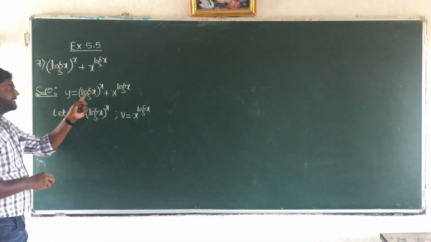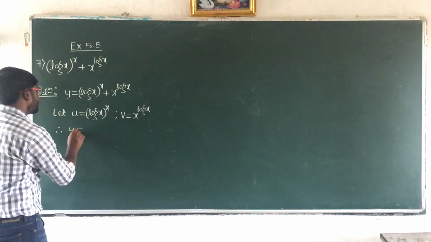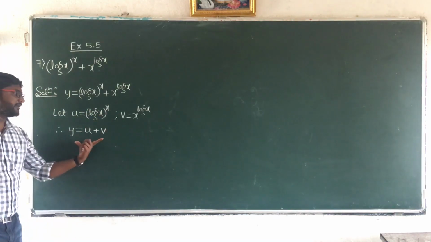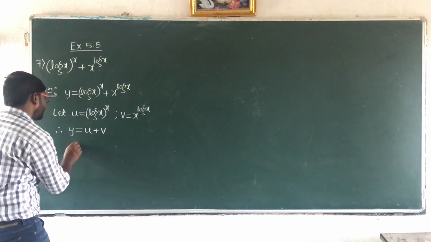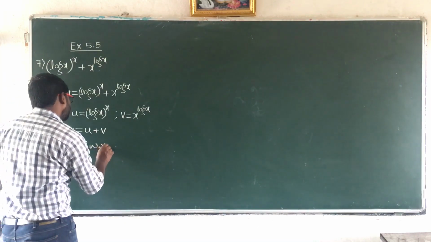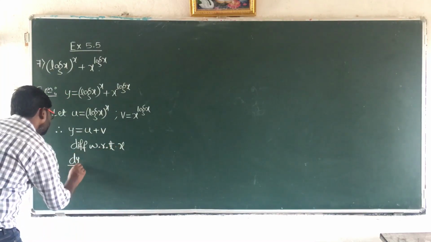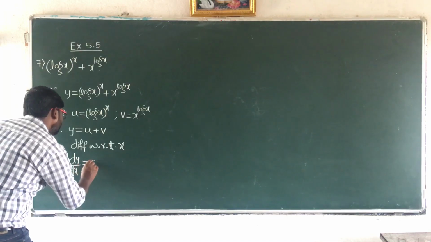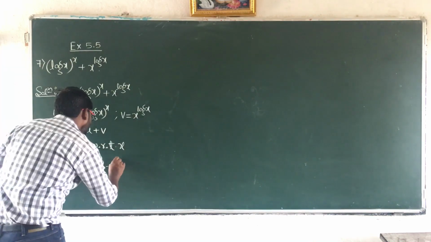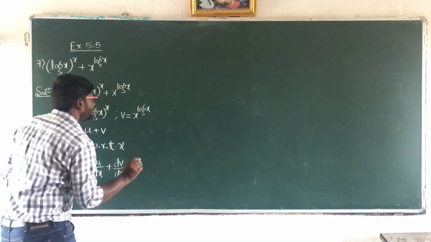So now let us rewrite this. Therefore y is equal to u plus v. Now differentiate both sides with respect to x. So differentiating with respect to x, we get dy/dx is equal to du/dx plus dv/dx. I call this equation number 1.